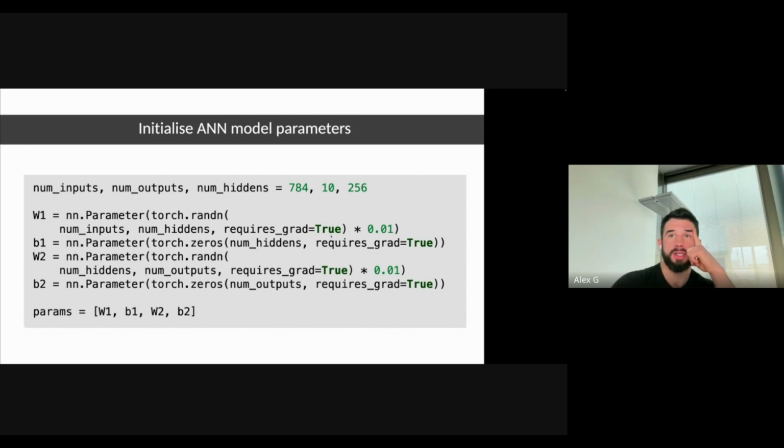Requires gradient means that these values will be updated with mathematical optimization later. You can freeze them if you put requires gradient false. It means they will be frozen, not forever, but until you change it. Also, randn gives a random number, and then you multiply it by this multiplier to make them a small value. Then you create, in the same way, a matrix of weights of the second layer.